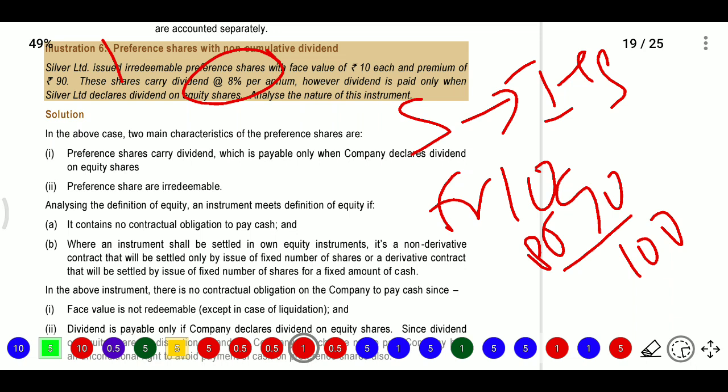So Silver Limited declares dividend on equity shares. So here the company has the option to pay dividend. So the issuer has options. So here there are two characteristics: one is the preference dividend, which is carrying dividend payable, and they will pay only when declared on equity. So for equity shares there is the issuer's option, means company's option, and preference shares are irredeemable.